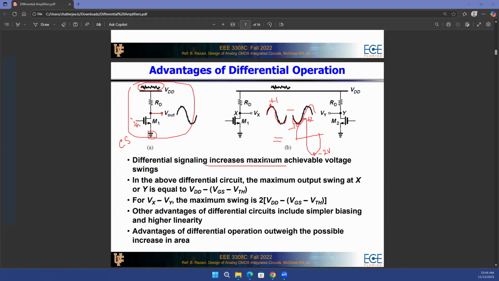Of course, at the same time, you pay the price that you are consuming double the area. Also, you're consuming double the power, because you have two of these branches, whereas in the left side diagram, in the single-ended scenario, you have only one branch.